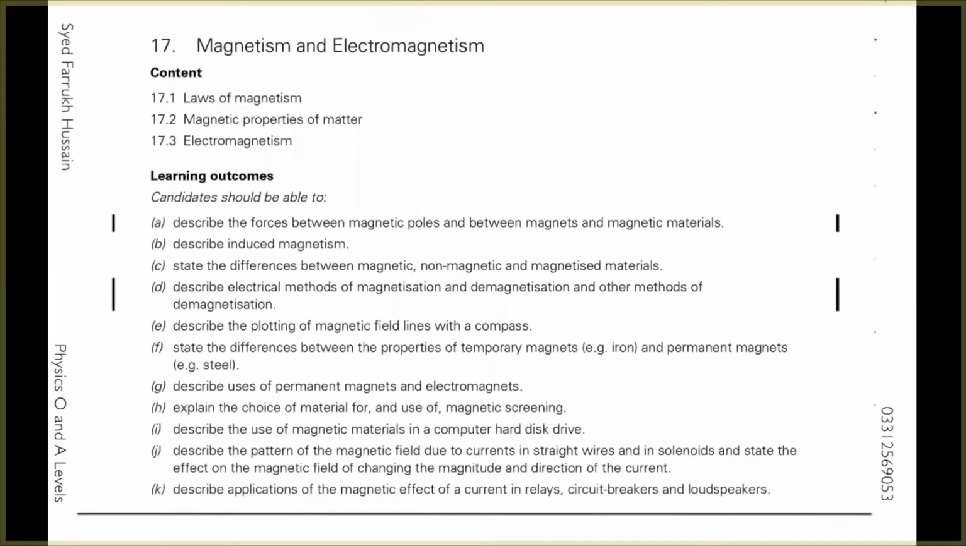The topic which we were studying this week is magnetism and electromagnetism. Okay, so we have covered almost half of the chapter. These are the learning outcomes that we have covered so far.